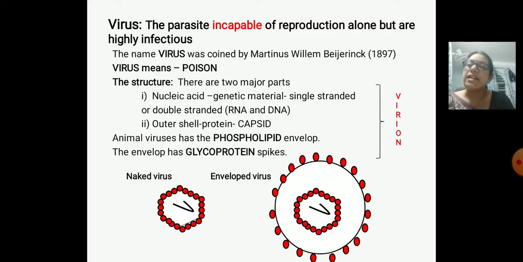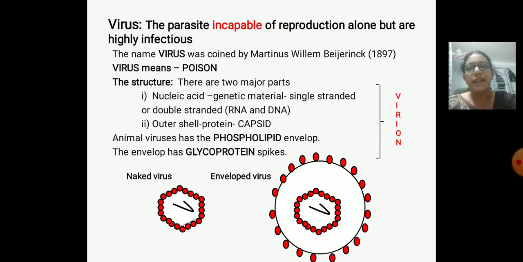The second part is that it is highly infectious. A microorganism or an organism can be infectious only if it multiplies. That means after going into the host, the virus multiplies or reproduces and then causes infection. Now, the virus, what does this mean? The word virus means poison. The structure of the virus has two main parts.